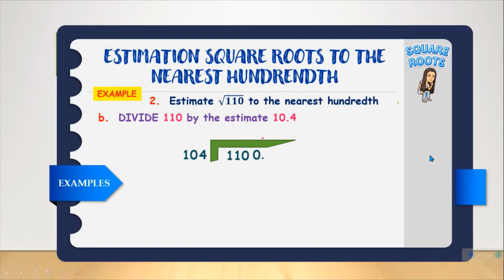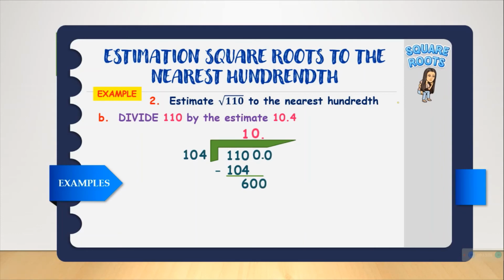Okay, so, pwede na natin divide. So, 110 divided by 104, that is 1. So, 1 times 104 is 104. And minus na ngayon natin silang dalawa. 110 minus 104 is equal to 6. And then bring down 0. 60 divided by 104 cannot be. So magiging 0 yan. And then mag-a-add tayo na another 0.